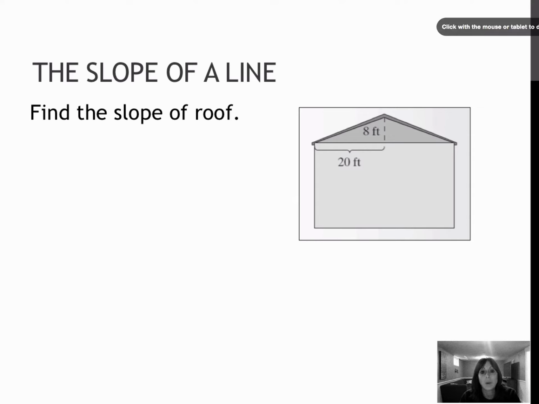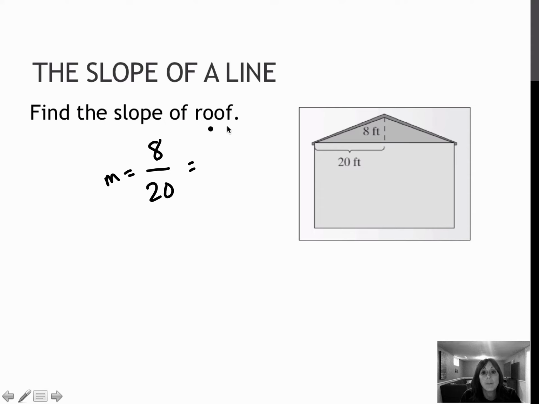For my next question, the slope of the roof, the rise is 8 feet, the run is 20 feet. This one will not reduce to a whole number, but I can reduce both the top and the bottom by dividing by 4 to get 2/5. So the slope is 2/5.